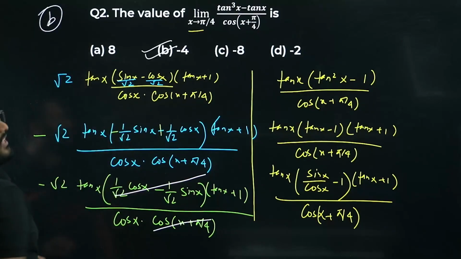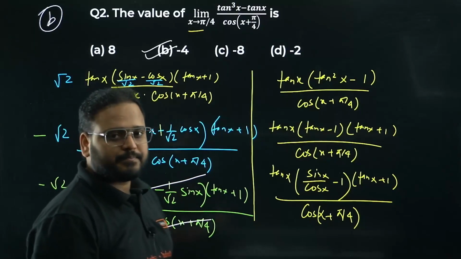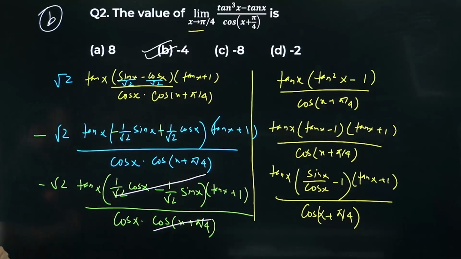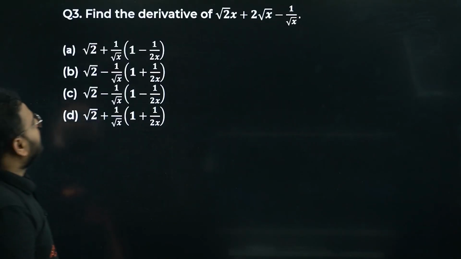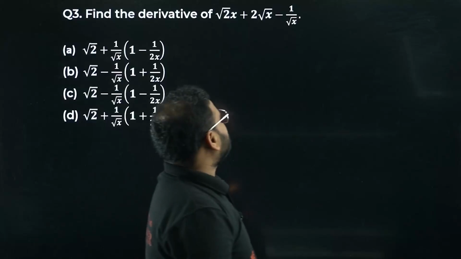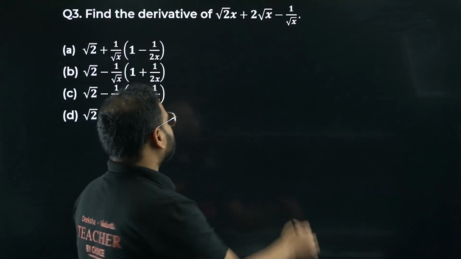Option B is correct. Have a look. Done? Good question, a very good question. Okay, moving on now. Find the derivative of root 2 x plus 2 root x minus 1 by root x. Very simple question.